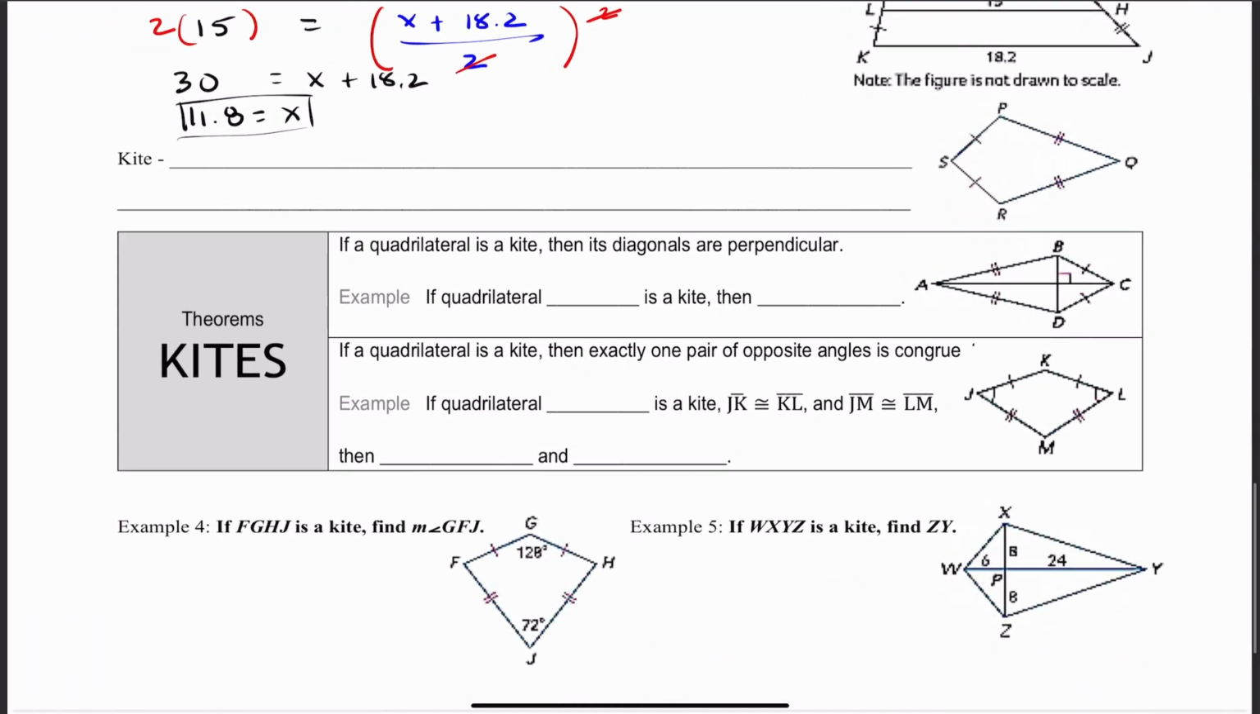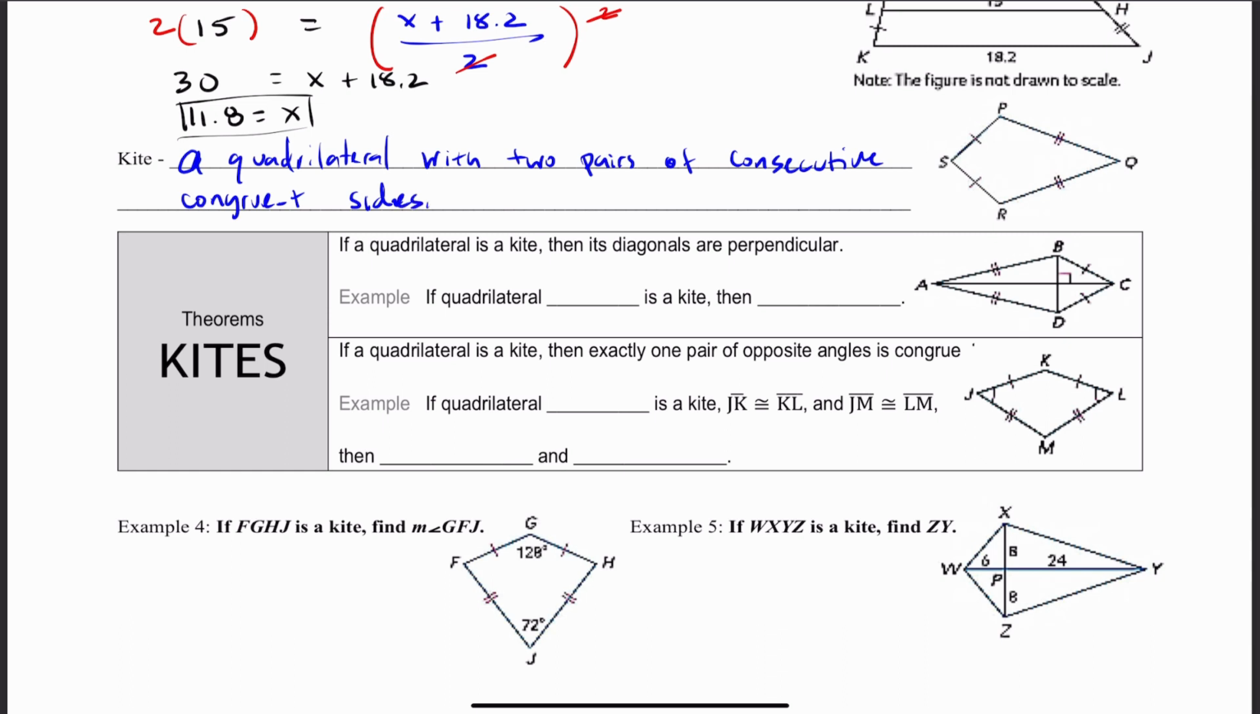A kite is a quadrilateral with 2 pairs of consecutive congruent sides. If a quadrilateral is a kite, then its diagonals are perpendicular. So here's my kite, and it is a quadrilateral with 2 pairs of consecutive congruent sides.